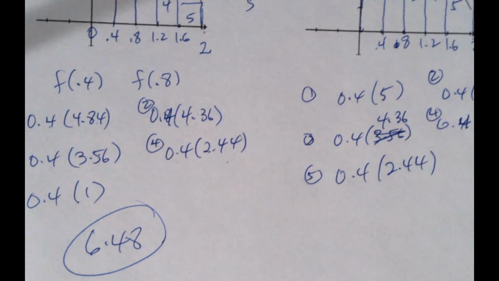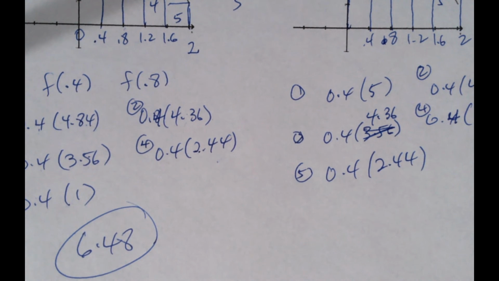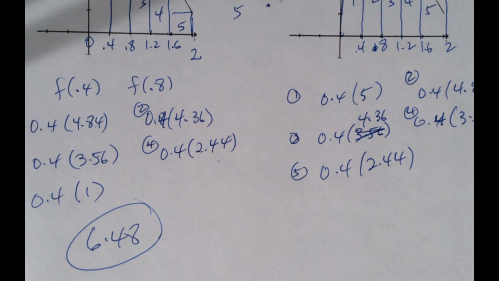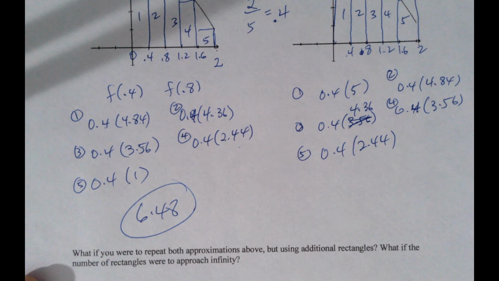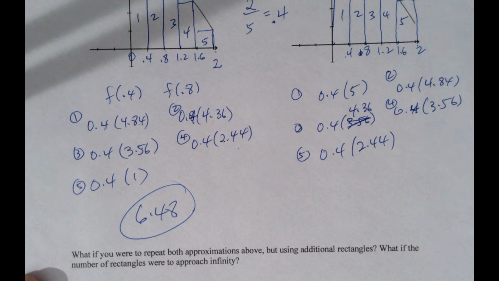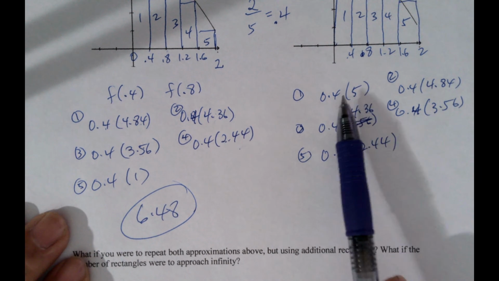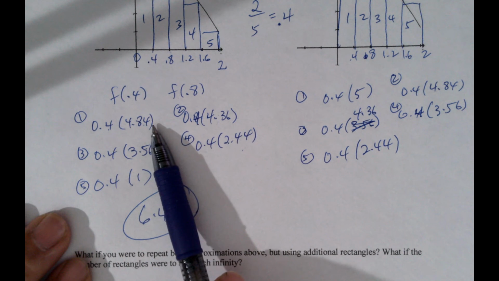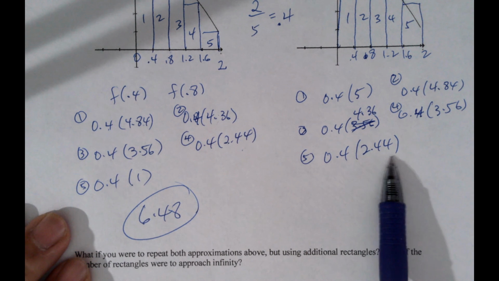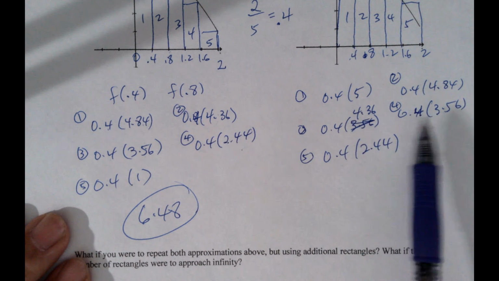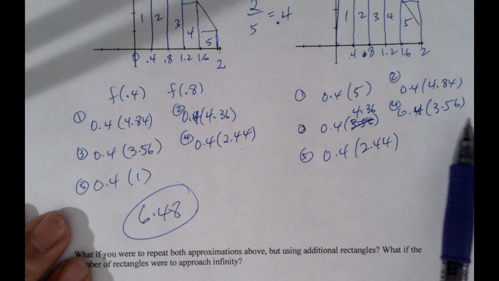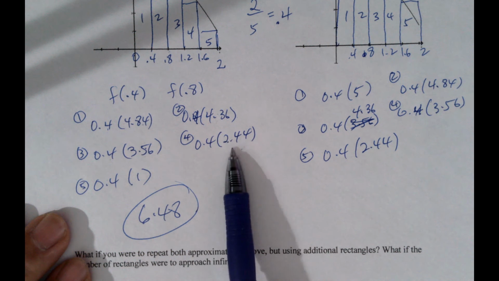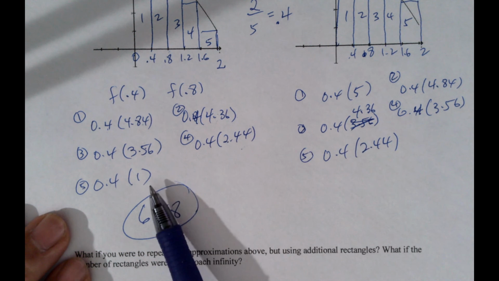Notice the difference. What's the difference between the numbers? If I can just zoom out a little bit. All right, so you can see there's the 5, but there's no 5 over here. There's a 1 over here, but there's no 1 to the right. But all the other numbers are there: 4.84, 4.84, 4.36, 4.36, 3.56, 3.56, 2.44, 2.44. So the only differences are these two, the 1 and the 5.